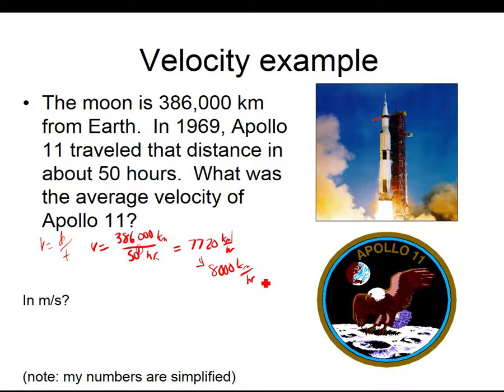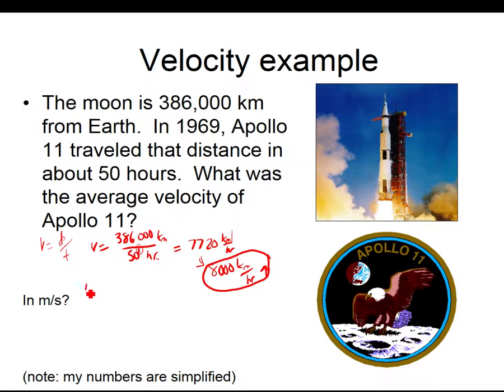Remember, for velocity, I have to have a direction, so I'm just going to say moonwards or up. I'm going to put an arrow there. So Apollo 11 had an average speed to the moon of 8,000 kilometers per hour. That seems like it's pretty fast. Again, let's put it into meters per second to compare it to how fast President Clinton was jogging. I'm sure this is quite a bit faster, but let's see how fast it was.